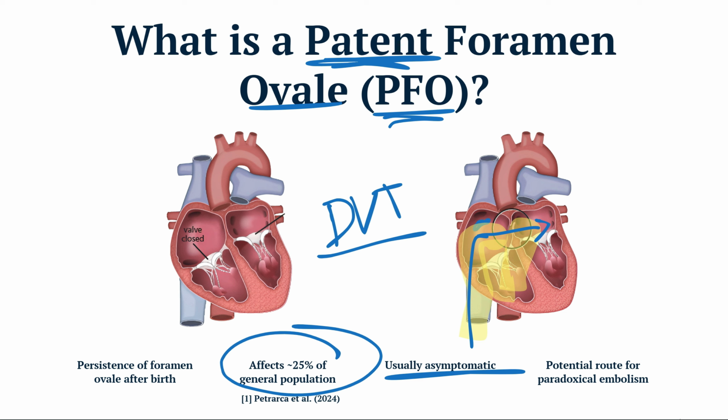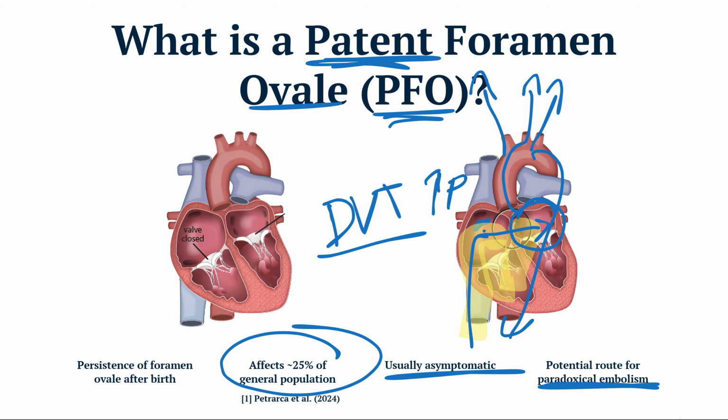This is referred to as a paradoxical embolism, because if the clot goes into the right atrium and there's a transient increase in pressure due to coughing, straining, whatever, it can make its way into systemic circulation and enter the brain and systemic circulation. Again, this is paradoxical embolism.